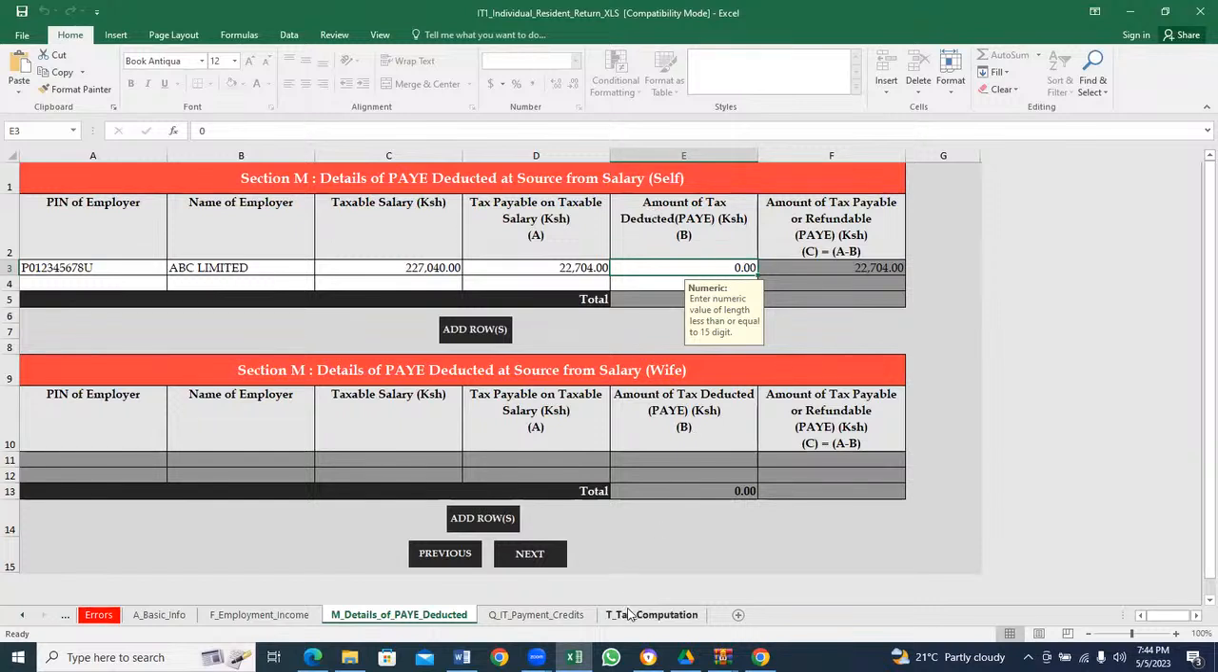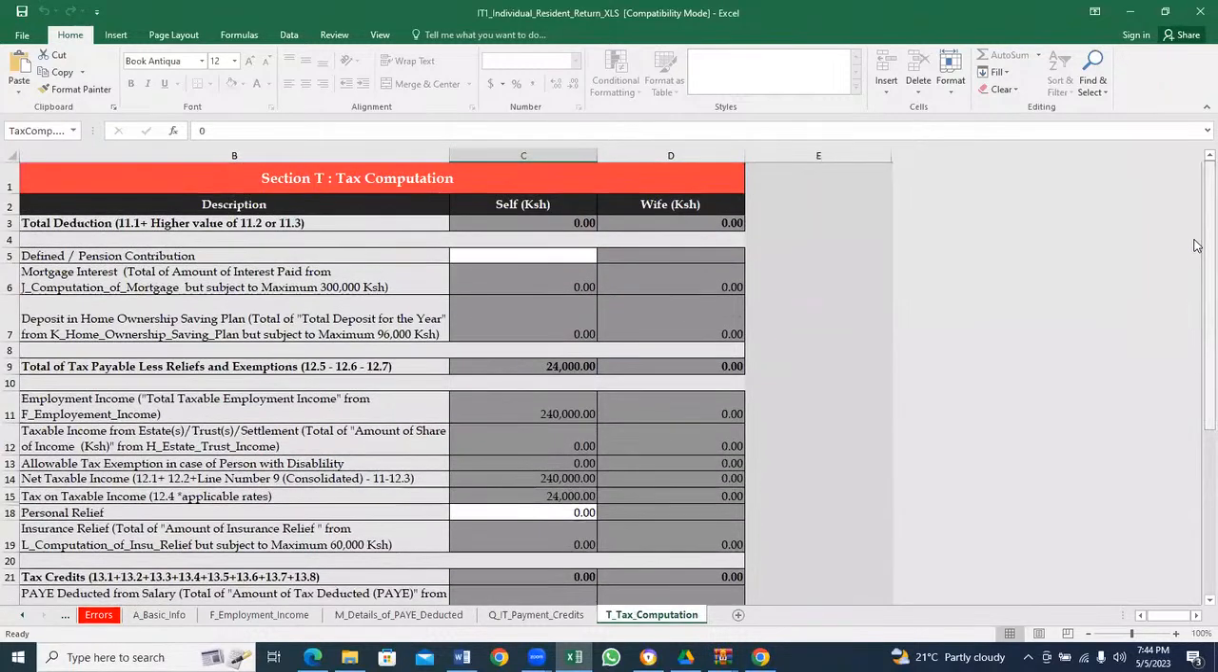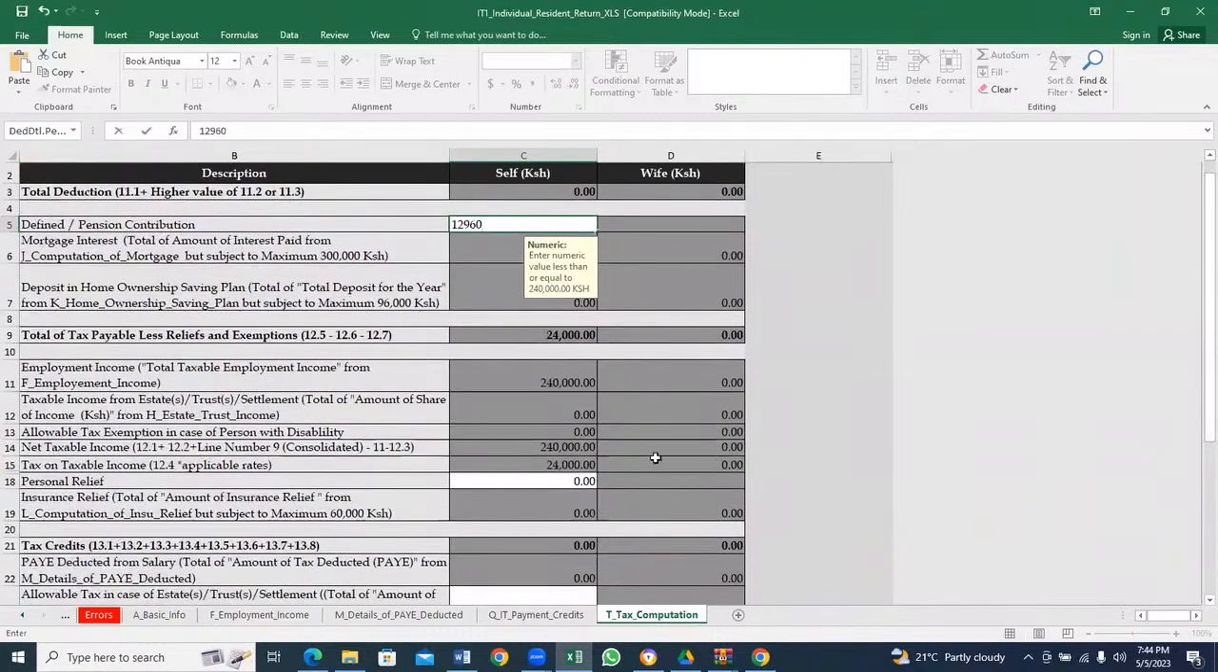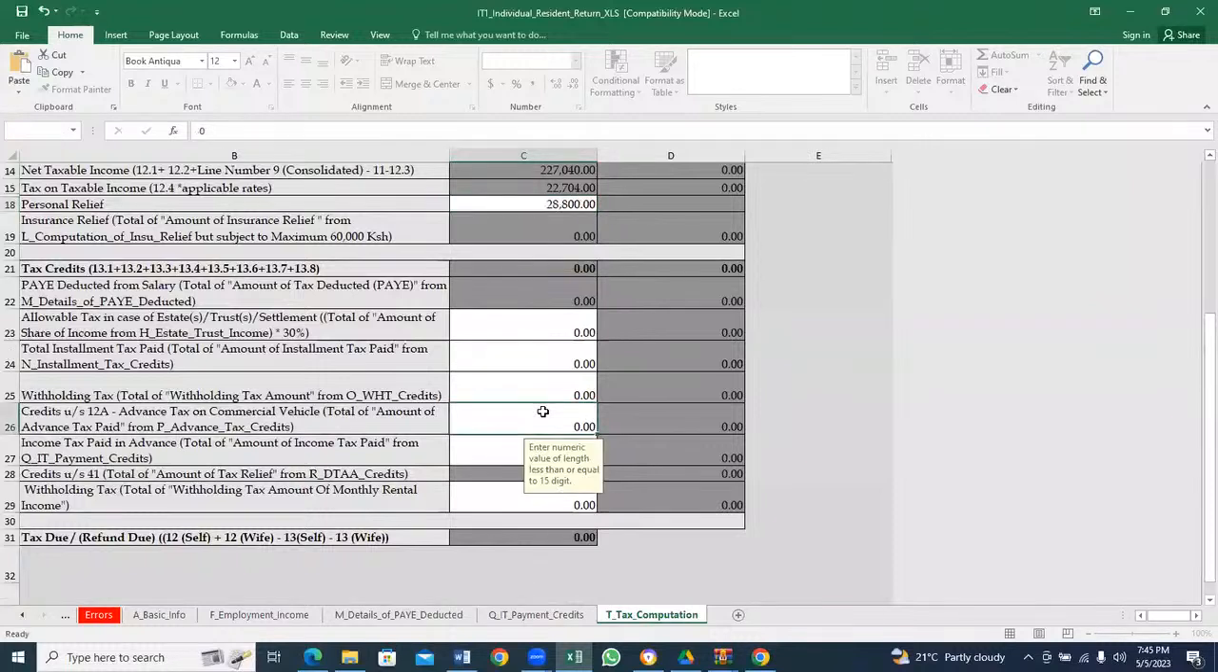So come to the last part. Hii part umemalizana nayo hivyo. In the last part, what do you do? You come and put the pension here, which is 12,960. You claim that one. Then after claiming that, you also claim relief, always row number 18, claim for the whole year, 28,800.